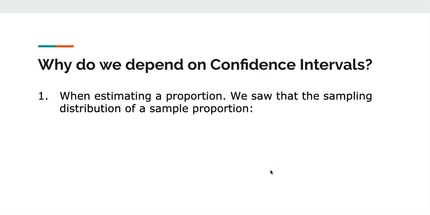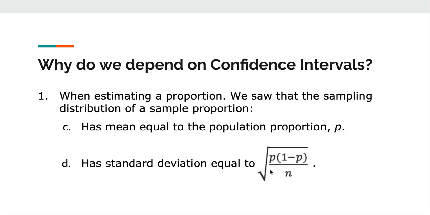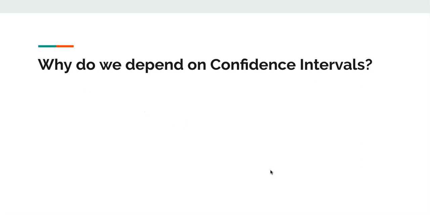When estimating a proportion, we saw it also has mean equal to the population proportion. So the sampling distribution of the sample proportion has the same mean as the population proportion P. But remember, the standard deviation had a bigger formula, and that formula that you used already many times is the square root of P times 1 minus P, divided by the sample size N. Okay, so that's a kind of review of what we did in chapter 7.